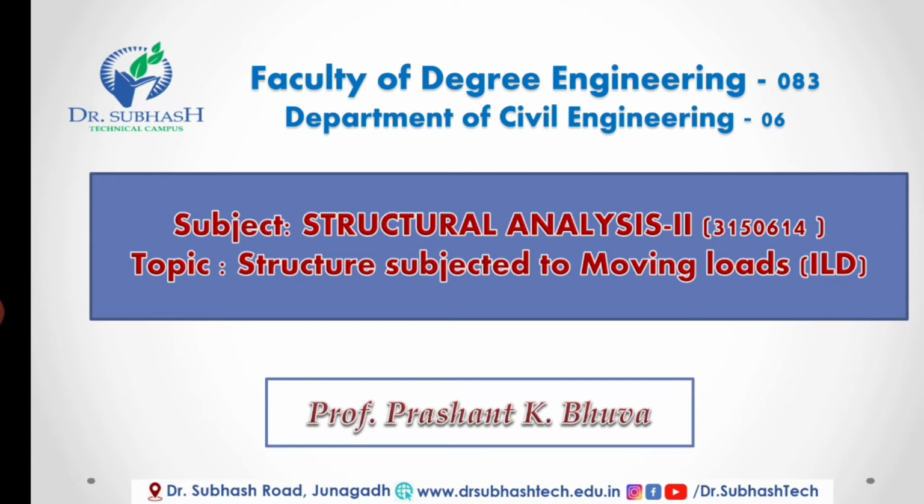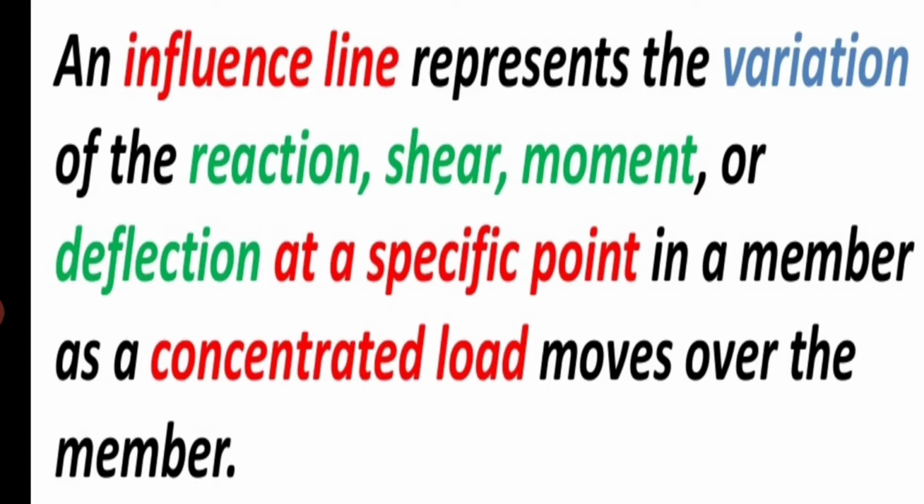So first, what is the influence line diagram? A graphical representation of structural functions such as reaction at support, shear force at a section, and bending moment at a section of the structure, for various positions of a unit load on the span of the structure, is called an influence line diagram. So the influence line represents the variation of reaction, shear, moment or deflection at a specified point in a member as a concentrated load moves over the member.